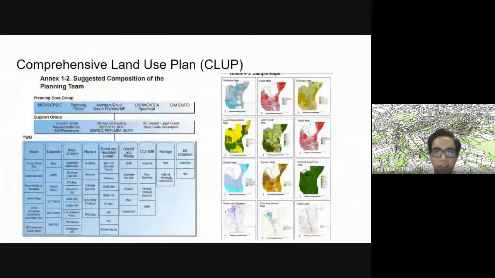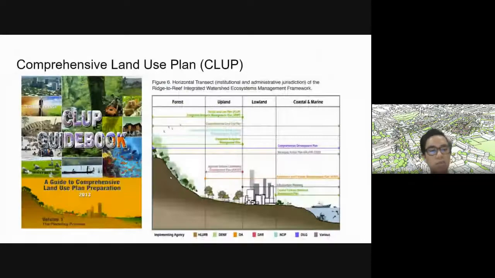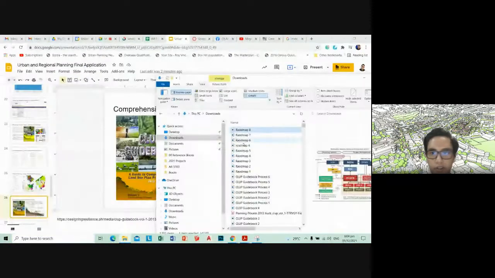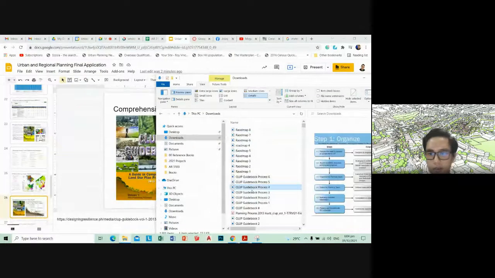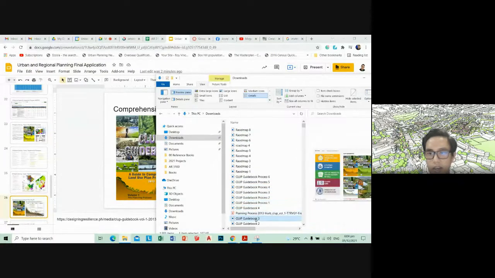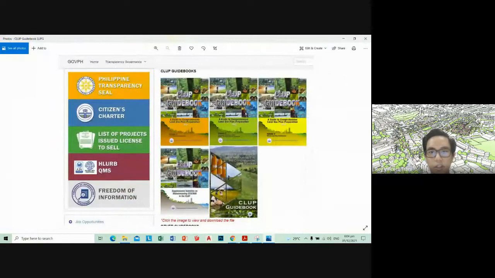Did I include the image here? Okay, forgot to include the image. So I'll just include it over here. I'll just show you on the screen. I think it's this one. Okay, here we go. So there are 1, 2, 3, 4, 5 guidebooks for comprehensive land use planning. Volume 1 handles the planning processes.